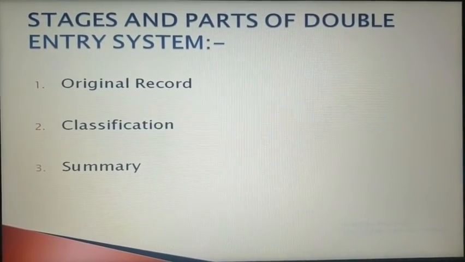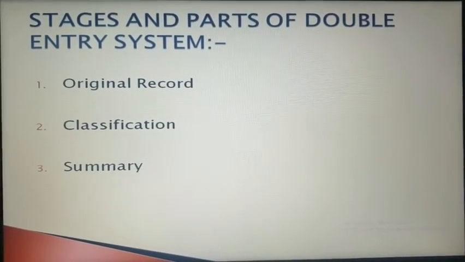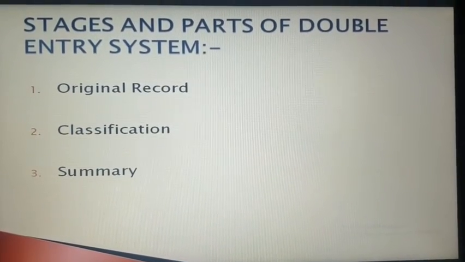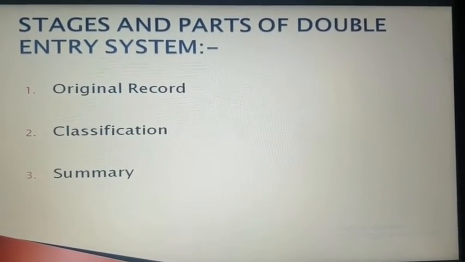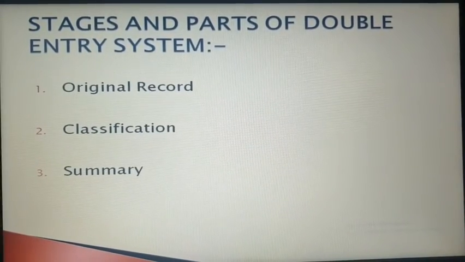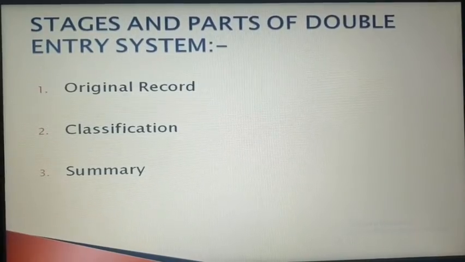So original record will be done in the form of journal or subsidiary books, classification will be done in the form of ledger, and summary will be done in the form of trial balance, and on the basis of trial balance we will prepare trading P&L and balance sheet. That is final accounts. So these are the stages and parts of double entry system.